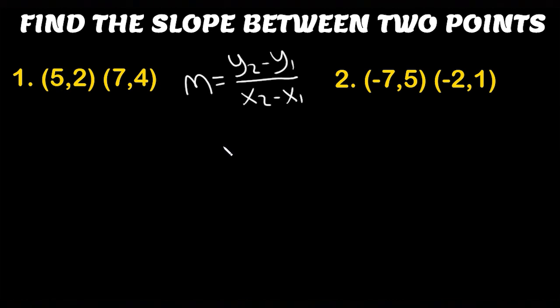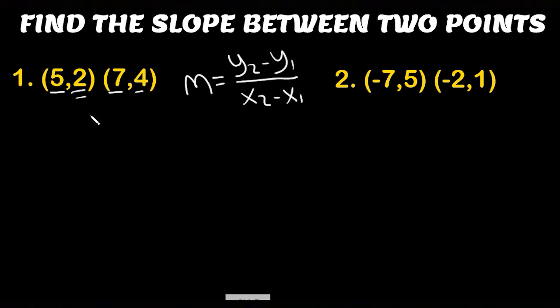Now, if you look at number 1, they give you 2 points here and they want you to find the slope. So what we have to do here is label these points. Now, it's really simple. We know that this value right here and this value right here are going to be x values, okay? And these values right here are going to be y values. So it really doesn't matter which one you call x1, which one you call x2, and which one you call y1, which one you call y2. It doesn't matter, but you have to keep them together.